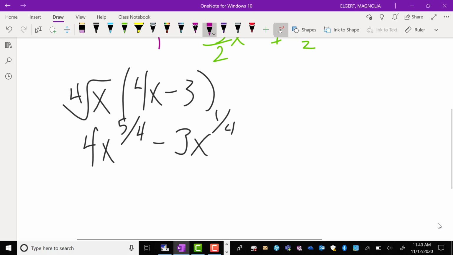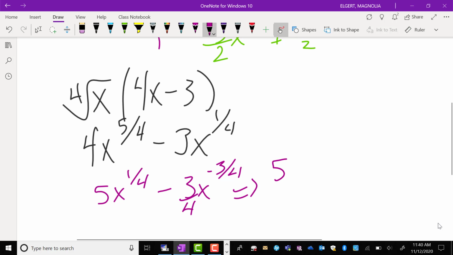And then you would take the derivative. So when I took that derivative, this would become 5x to the 1/4 minus 3 over 4 x to the negative 3/4. And then if I rewrite that, 5x to the 1/4 minus 3 over 4x to the 3/4. And eventually we'll combine that, but you can leave it like that for now.